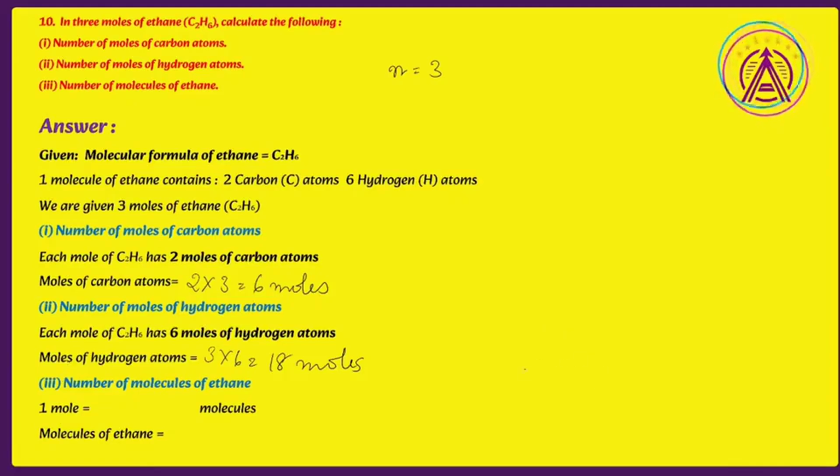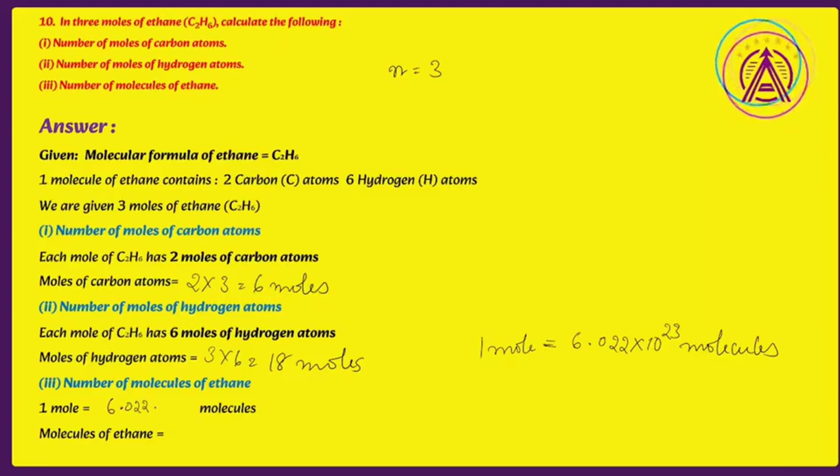Number of molecules of ethane. Remember, 1 mole of anything, any element, any atom, has Avogadro number of particles. We'll discuss this in our second slide, which is nothing but 6.022 into the power 23 molecules. Okay. Now, if 1 mole has so many, 3 moles will have 3 times this number. So 1 mole has how much?